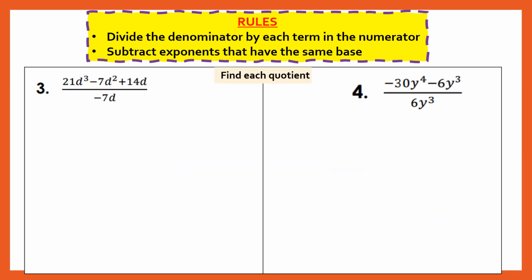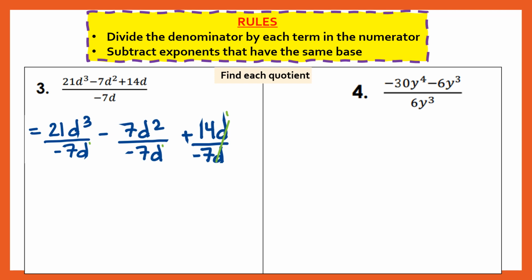I have 2 more that I would like to show you before I have you try 2 on your own. The first one here, number 3, we have 21d to the third minus 7d squared plus 14d divided by negative 7d. And of course, like I did in the first 2, I want to divide each term in the numerator by my denominator of negative 7d. And so I have 21d to the third divided by negative 7d. So again, don't forget that negative. And negative 7d squared divided by negative 7d. And 14d divided by negative 7d.